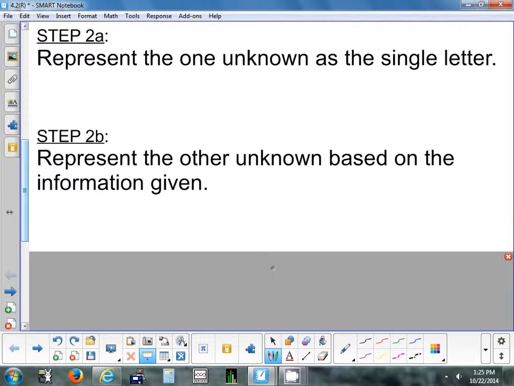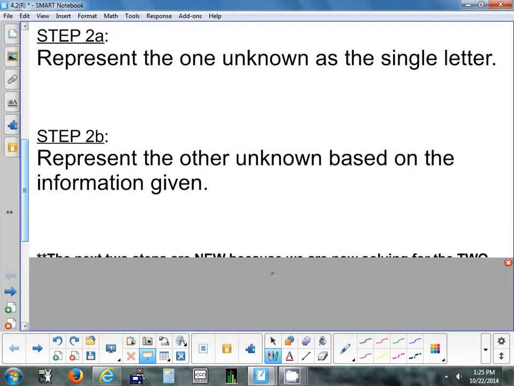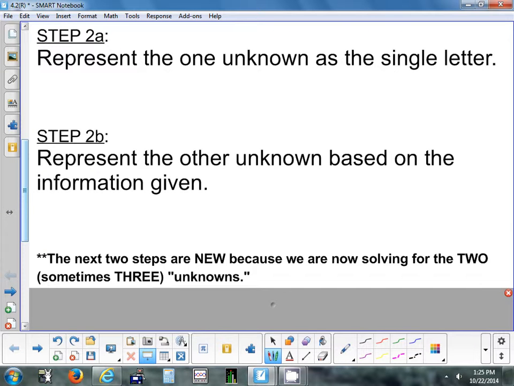All right, so at this point, everything we've done is what you've done up to yesterday. Now we're going to look at the next steps, which are new. Now we're actually going to be finding out how many fish Kate has, how many fish Bob has. We're going to actually get an answer.